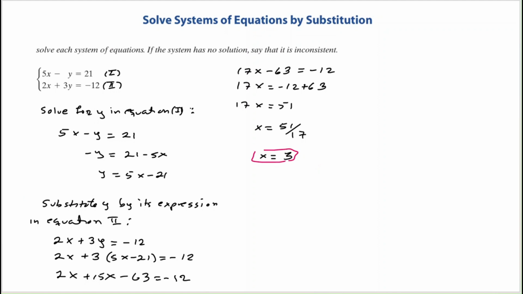Now, when I solved for y in my first step, I got an equation that I can call equation 3. That is very important because it lets me find y easily. Once I found the value of x, I have to substitute x in equation 3 by its value, and I will get easily the value of y. So we substitute x by its value in equation 3.